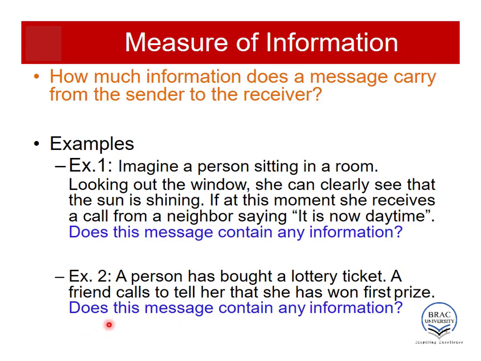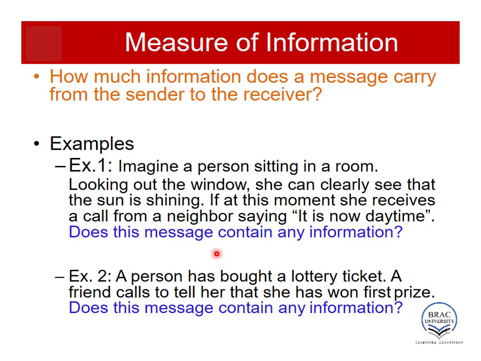We need to measure the information because in engineering measurement is a very important part. Let's look at two examples. First example is, imagine you are sitting in a room looking out the window. You can clearly see that the sun is shining, and at that moment your friend calls you and says, wow, it's a nice daytime. You will be annoyed with this phone call because you can clearly see that it is a sunny day. Your friend does not need to call you to send this message. So this type of message does not contain any information because you already know that.